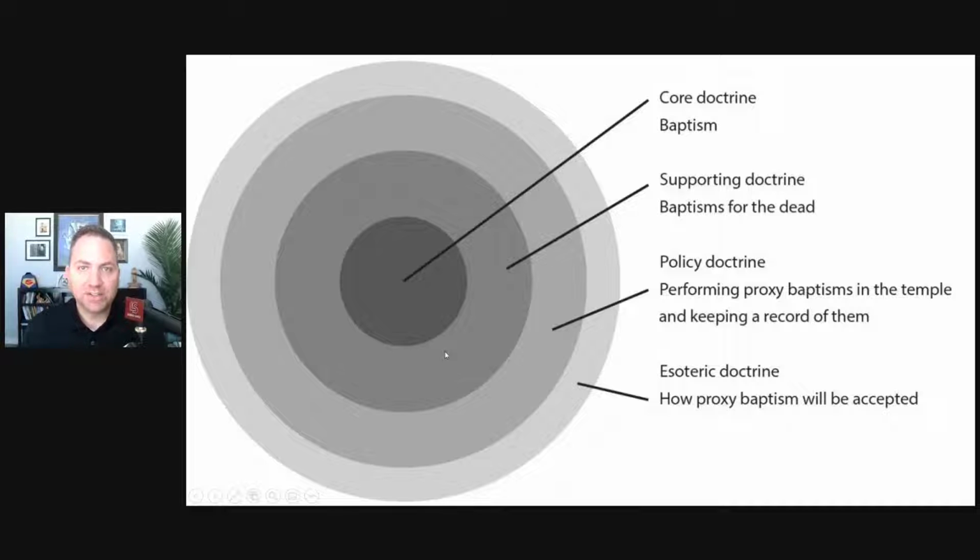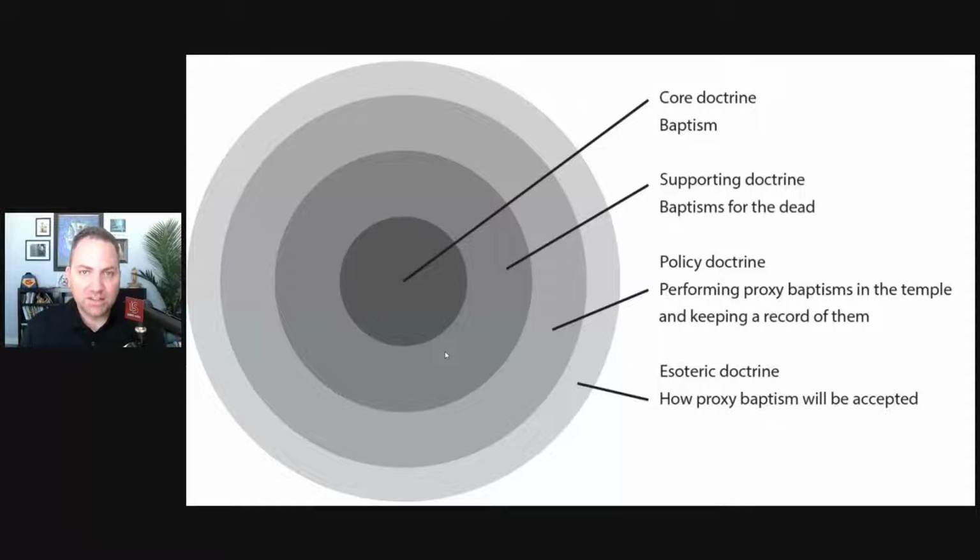A core doctrine is baptism. Adam was baptized. It's been happening since the beginning of time. That's a core doctrine. A supportive doctrine related to that is baptisms for the dead. That's something that maybe hasn't always been happening throughout the history of mankind, but it's obviously a supportive doctrine. And we would consider, yeah, baptisms for the dead is doctrine.